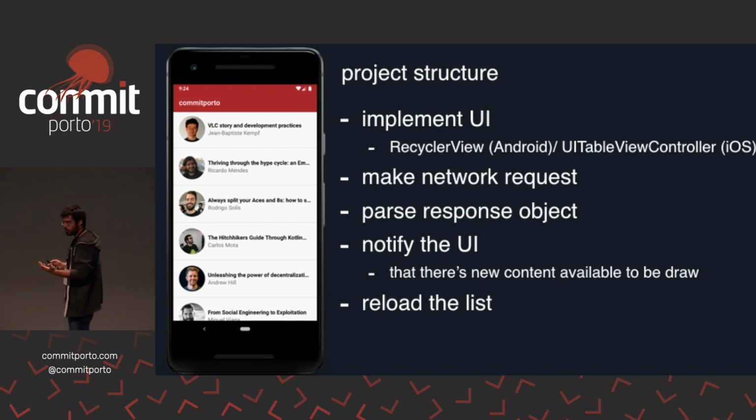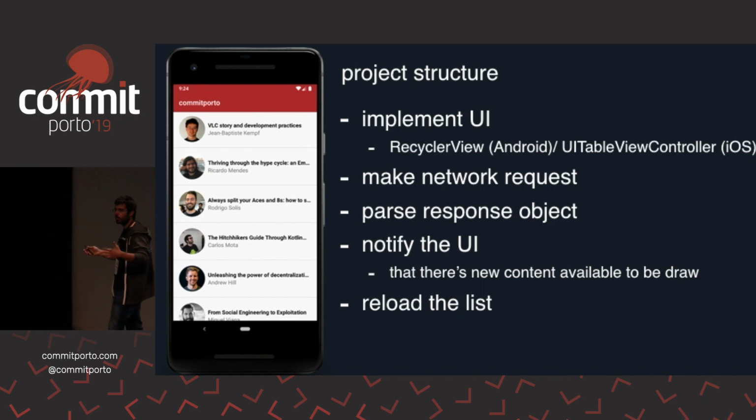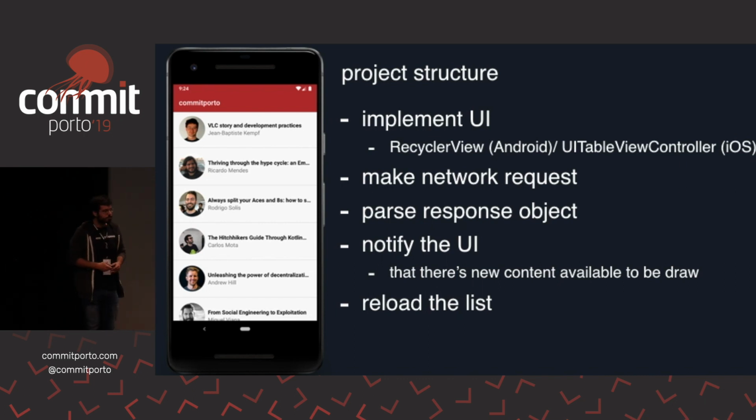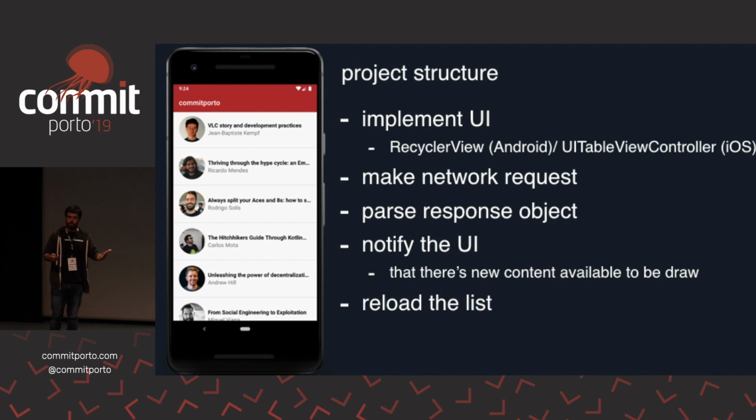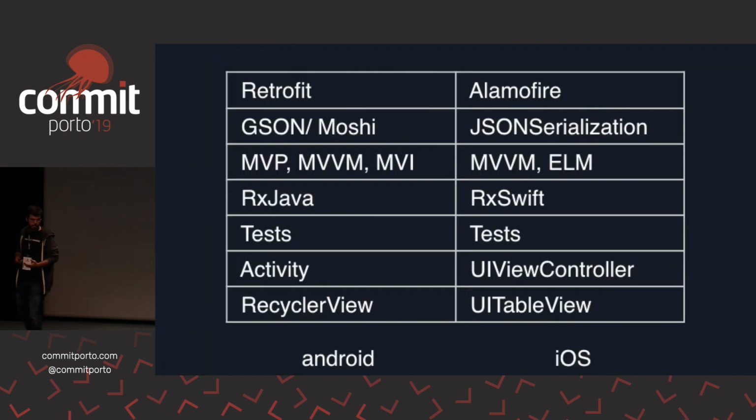So let's see this example. I want to implement the UI. I want to make a request. In this case, I made it to a gist on my GitHub that has a JSON with all the speakers that are here at commit. I need to parse it, and I have my own object. Then when this information is available, I need to notify the UI, and the UI itself needs to reload to have these objects in a list.